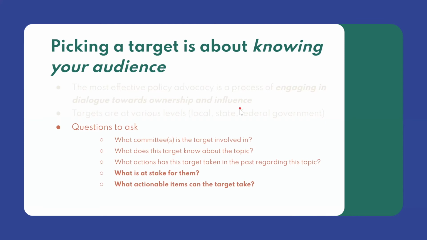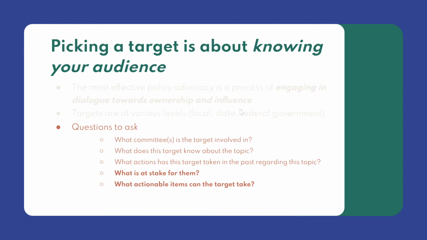Some questions to ask when you go through the target picking process: What committees might this target be involved in? What does this target know about the topic? What actions has this target taken in the past regarding this topic? You can see here that the two bolded ones are probably most important. What is at stake? We all know that legislation is a lot of politics, and that unfortunately is a huge part of this whole process, so you have to take that into consideration.